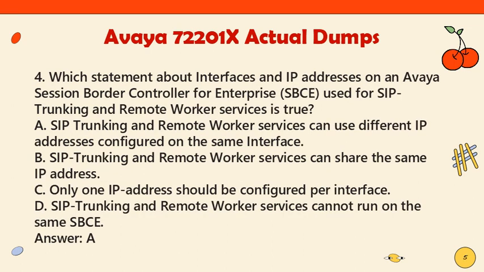4. Which statement about interfaces and IP addresses on an Avaya Session Border Controller for Enterprise, SBCE, used for SIP trunking and remote worker services is true? A. SIP trunking and remote worker services can use different IP addresses configured on the same interface. B. SIP trunking and remote worker services can share the same IP address. C. Only one IP address should be configured per interface. D. SIP trunking and remote worker services cannot run on the same SBCE. Answer. A.